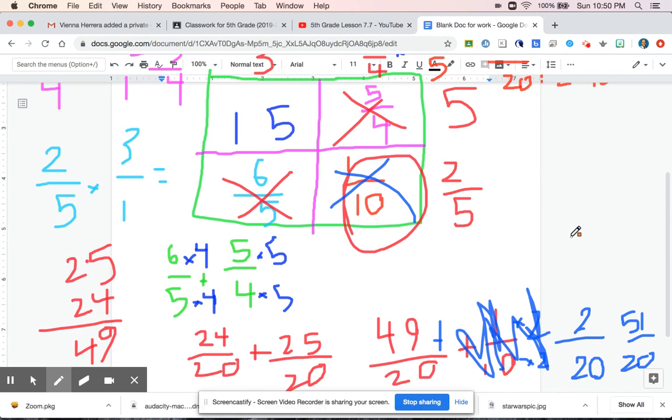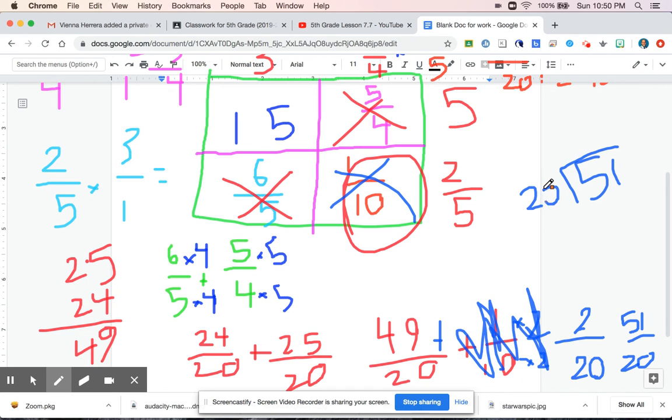51 20ths is obviously not correct. It's an improper fraction. Not a mixed number yet. We have to make it into a mixed number. How do we do that? Well, we're going to have to do a little bit of dividing. 51 20ths, this actually means divide. 51 divided by 20. That's kind of what fractions are anyways. Long story, but just trust me.